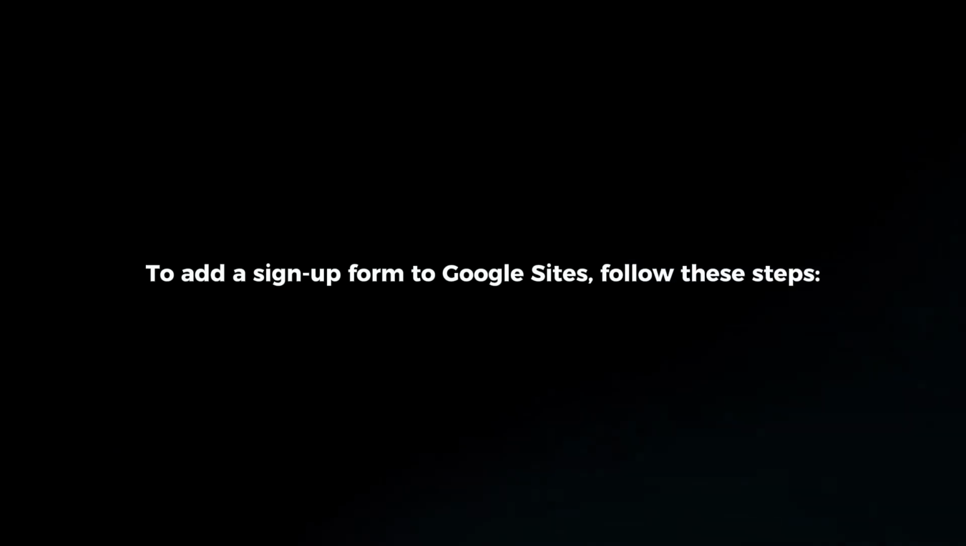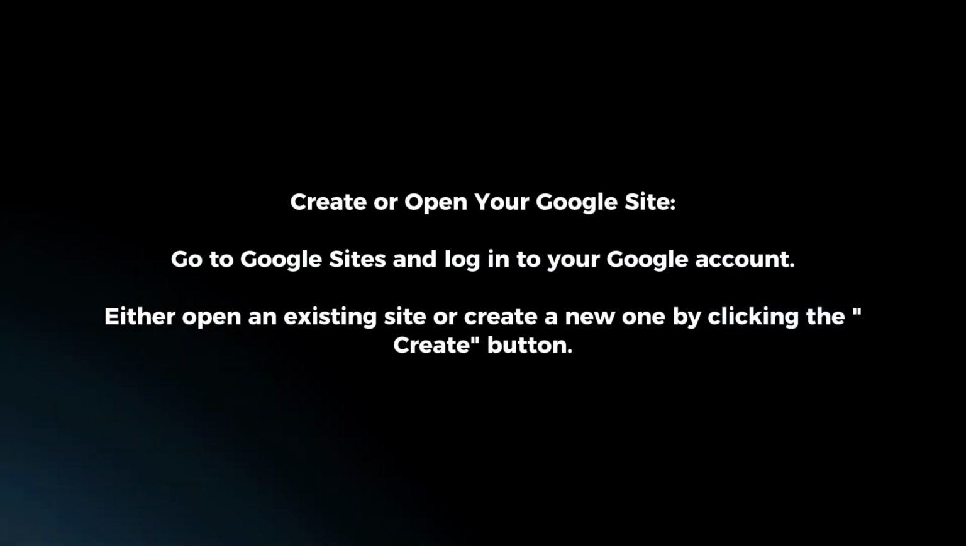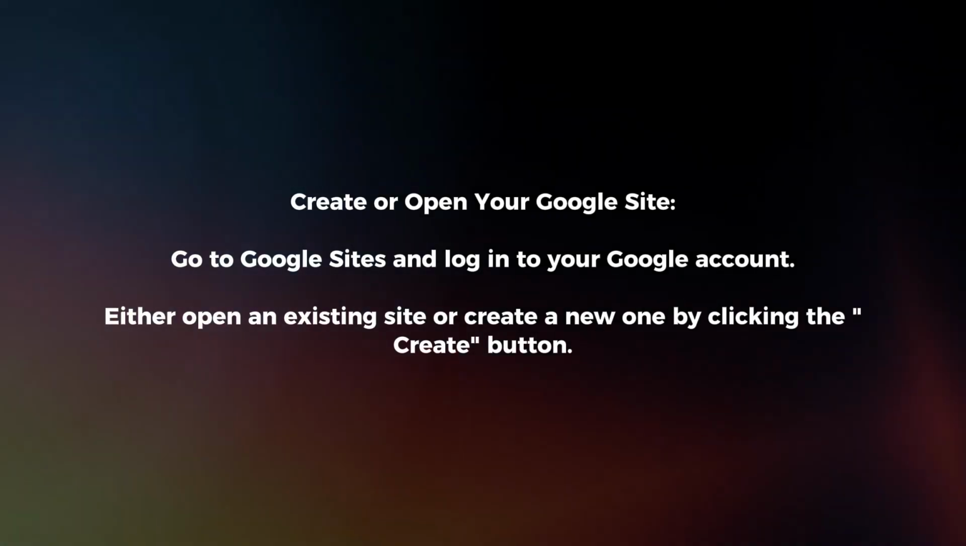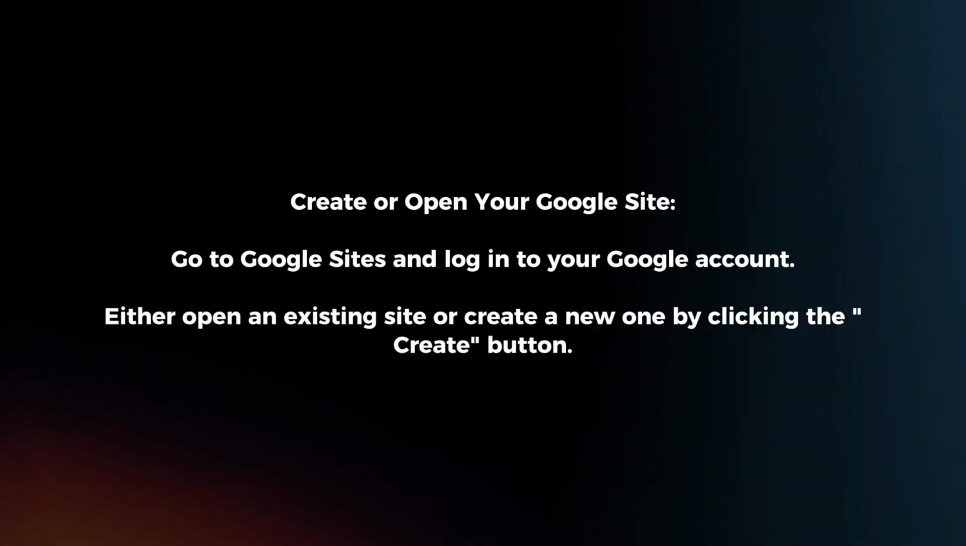To add a sign-up form to Google Sites, follow these steps. Create or open your Google site. Go to Google Sites and log into your account. Either open an existing site or create a new one by clicking the Create button.